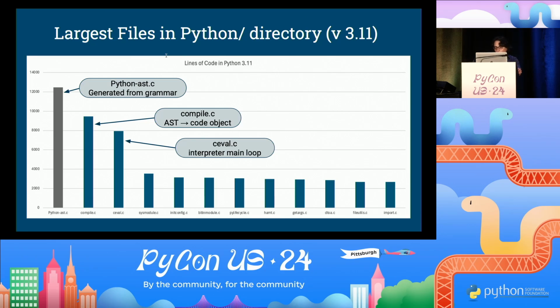So, you know, that compile.c became simpler. Each stage uses a simpler data structure. It doesn't know about the other stages. That is good news for people who want to contribute to Python. This code is more accessible now.